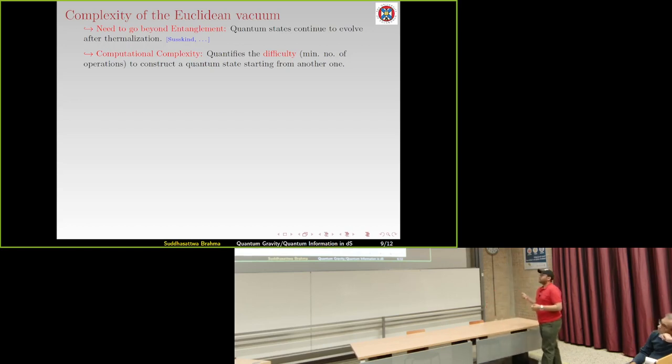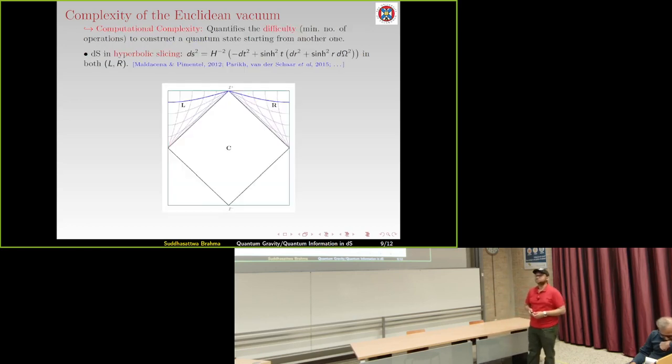And I'm going to say that this is what quantifies the difficulty, which is a hand-wavy, high-energy physicist way of saying what this is: to construct an entangled state from another rather simple factor state that we start out with. And in particular, I'm going to look at de Sitter space. Of course, that's the interesting bit for me. So I look at de Sitter space, but in this rather weird hyperbolic slicing, and this is also quite well known now.